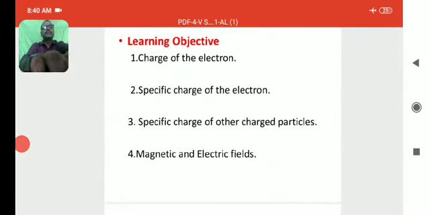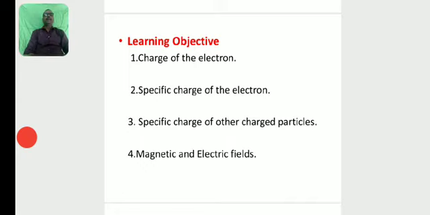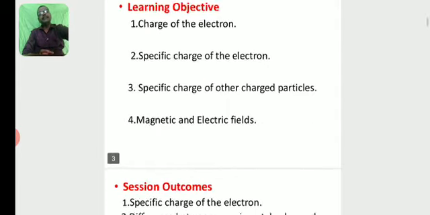Learning objectives: charge of the electron, specific charge of the electron, specific charge of other charged particles, magnetic and electric fields. So these are the learning objectives for the study of the determination of specific charge by J.J. Thomson's method.